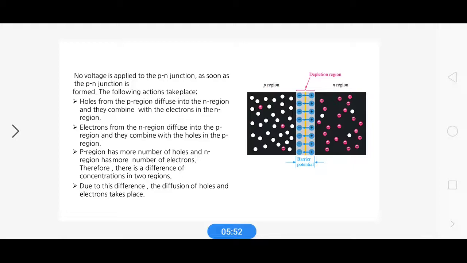The P region has more holes and the n region has more electrons. Therefore, there is a difference of concentration in the two regions. Due to this difference in concentration, the diffusion of holes and the diffusion of electrons takes place across the junction.